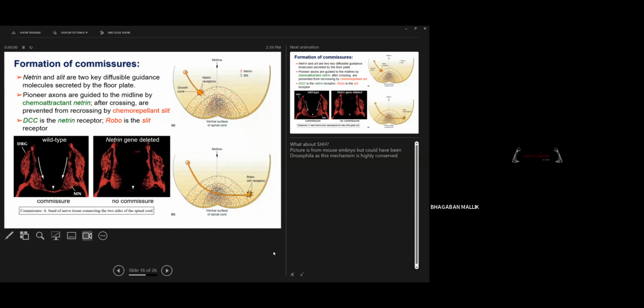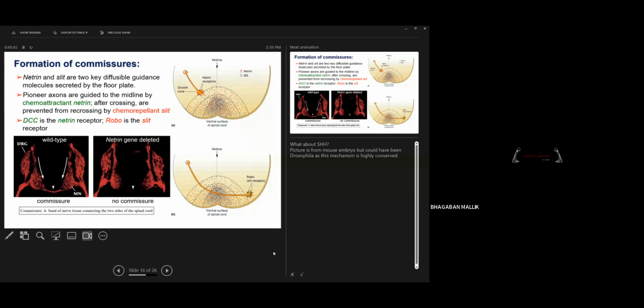So then another example is the Robo-Slit interaction. The axon basically expresses the Robo receptor, and Robo is a receptor, but Slit is the diffusible chemical. So when the axon finds this diffusible chemical, which is Slit, present in this spinal cord, it extends its axon, and because you have the Robo receptor, then again you have formation of this commissure-like structure.